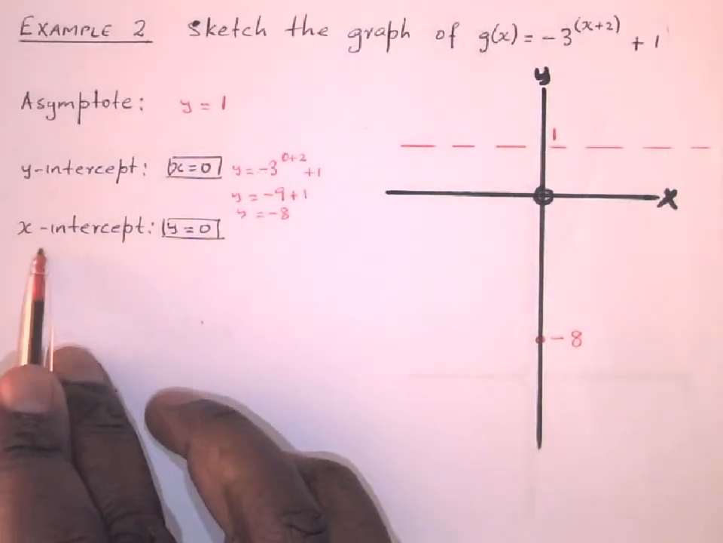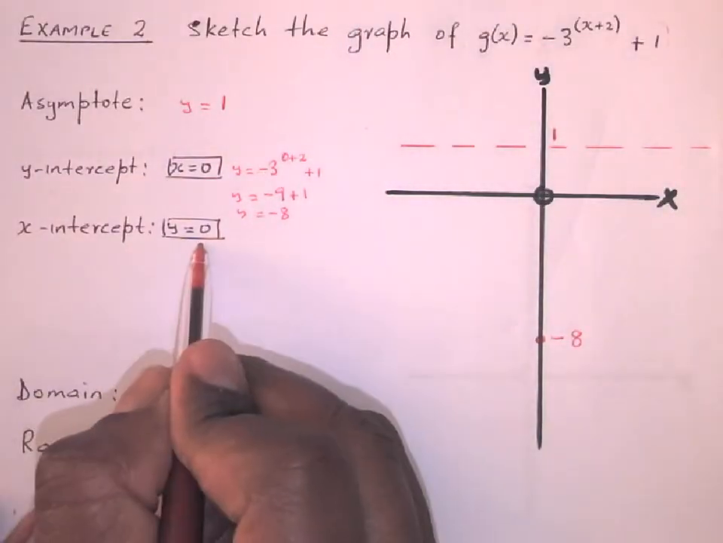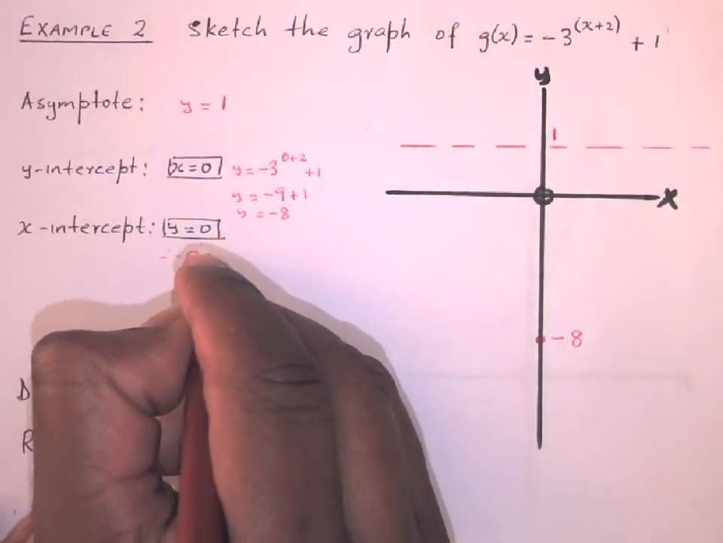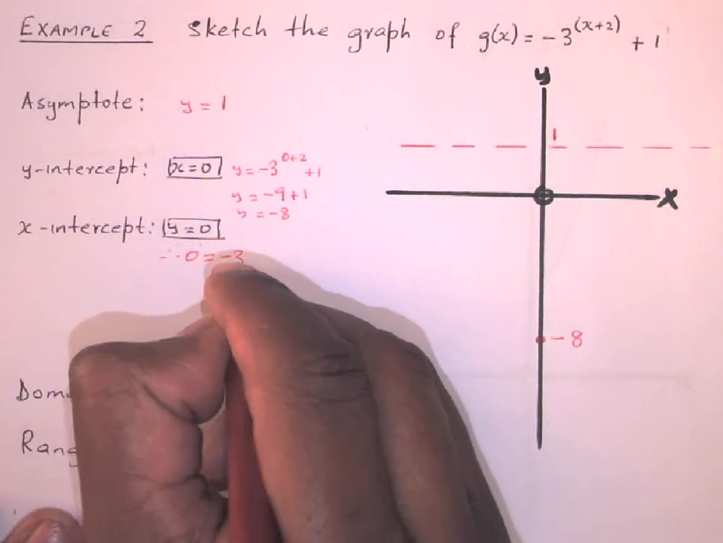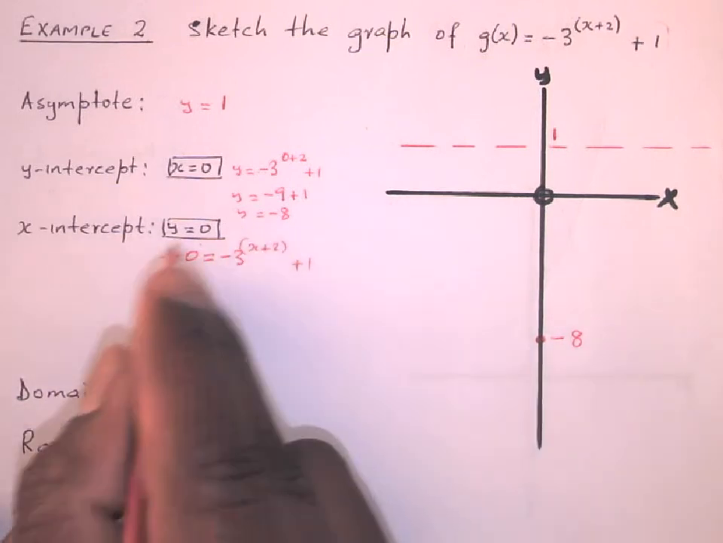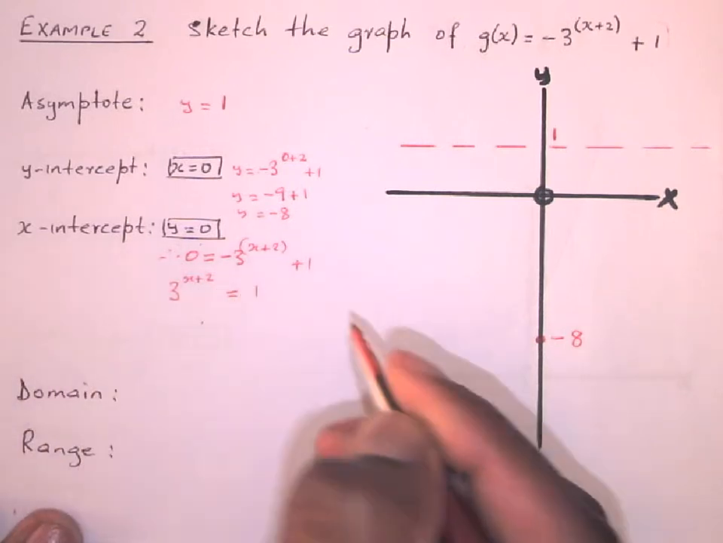Next, we want to find the x-intercept. Remember, the graph has been reflected like that. So for the x-intercept, make y 0. Plug in 0 there. So 0 is equal to negative 3 to the exponent x plus 2, then plus 1. Take this across, so 3 exponent x plus 2 is equal to 1.